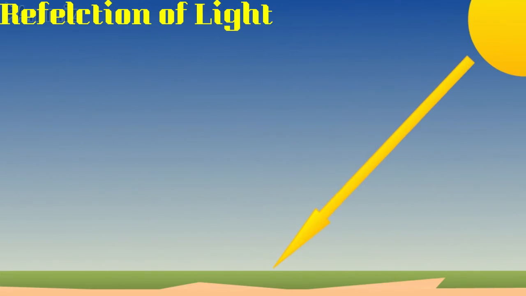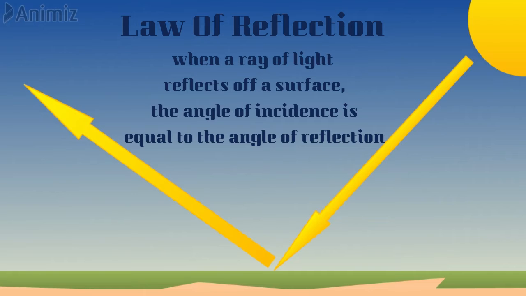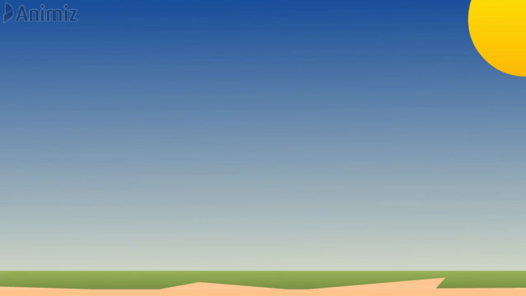Reflection is when light bounces off a surface and is inverted. Both angles are always equal to each other, not approximately, according to the law of reflection, which states that when a ray of light reflects off a surface, the angle of incidence is equal to the angle of reflection. The next is refraction.